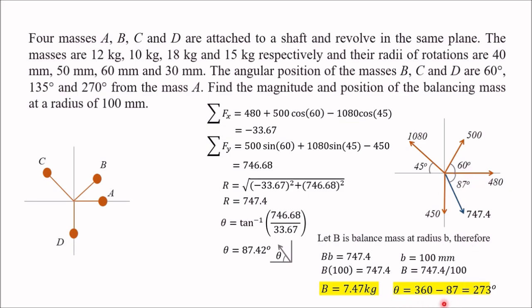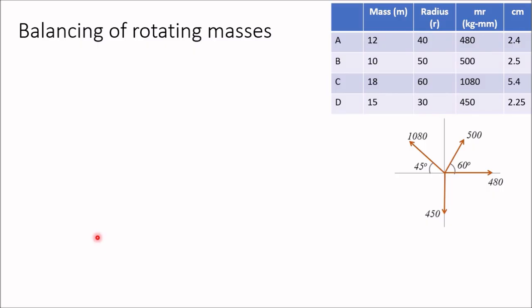Now the same thing you can determine graphically also. This is the balancing mass at an angle of 87 degrees in the fourth quadrant. Here I have added one extra column. This column is for scale. I have taken scale 200 kg mm is equal to 1 centimeter. So in this column, each value will be divided by 200, and whatever you get will be your length. So 480 divided by 200, you will get 2.4. Similarly, this is 2.5, this is 5.4, and this is 2.25.